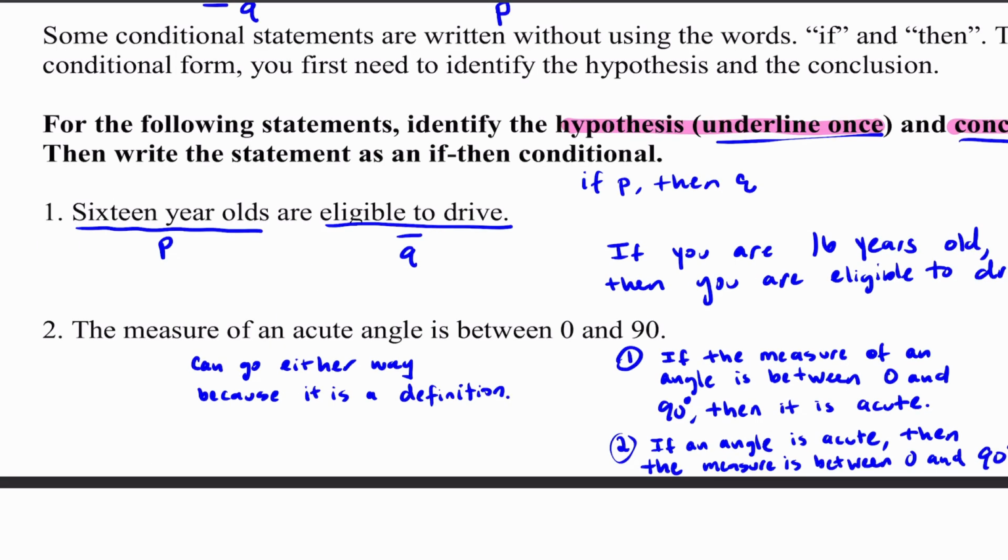So what does this mean? This means the measure of an acute angle can be our hypothesis and conclusion, and the between 0 and 90 degrees part is also our hypothesis and conclusion, because this statement is a definition and it goes either way.